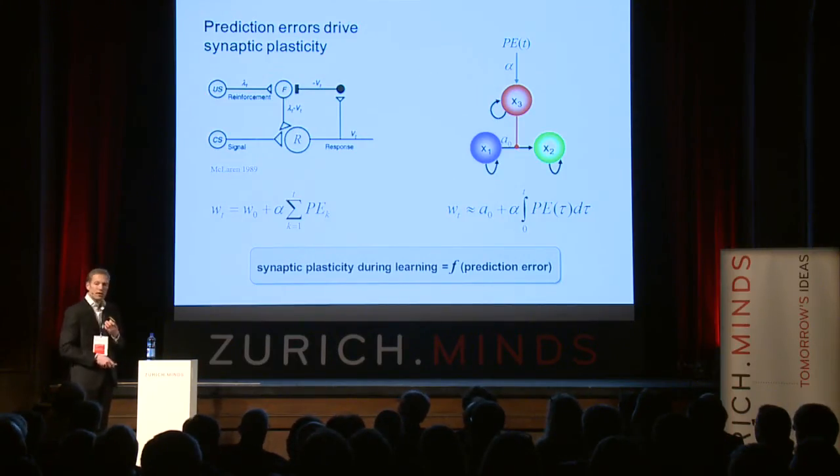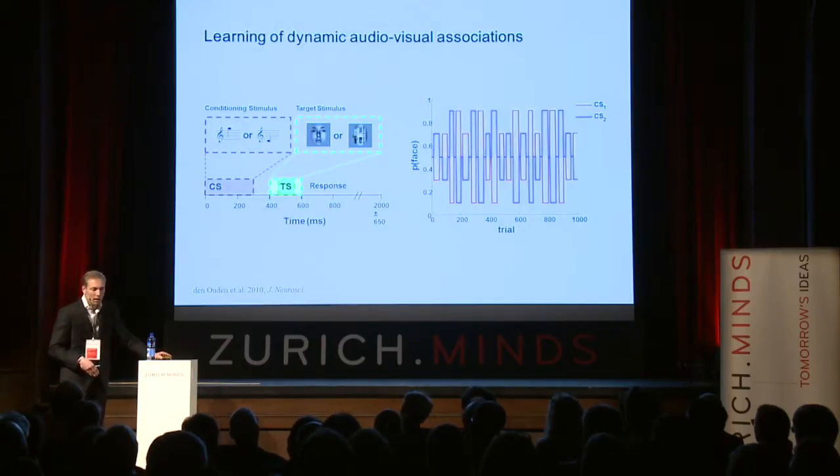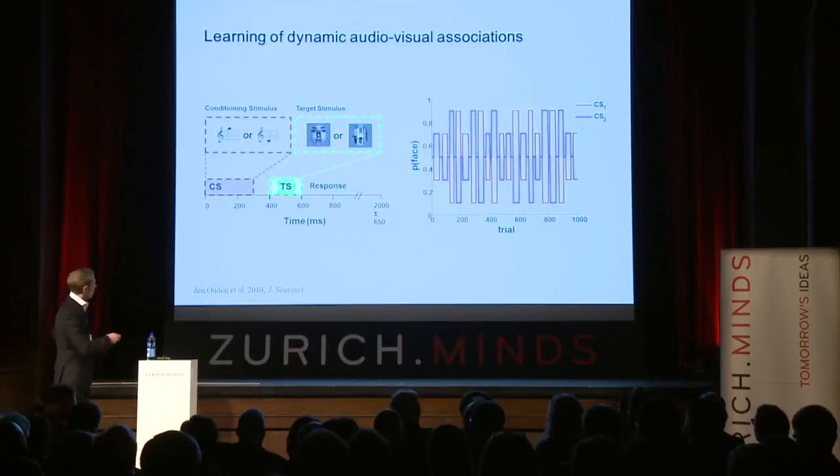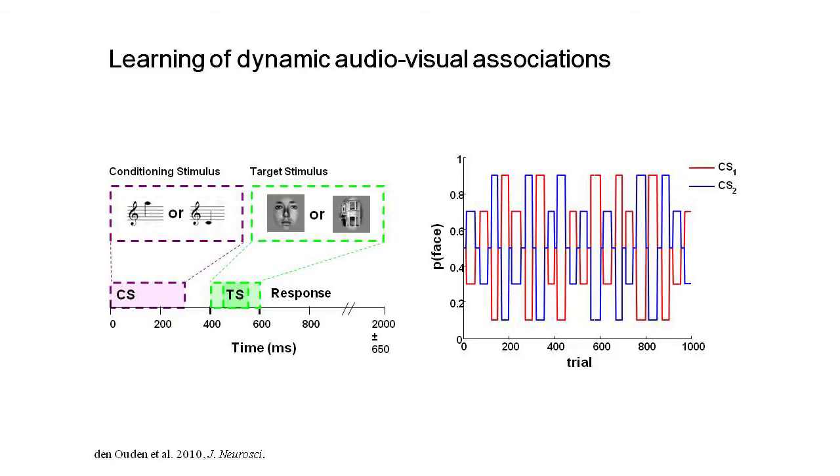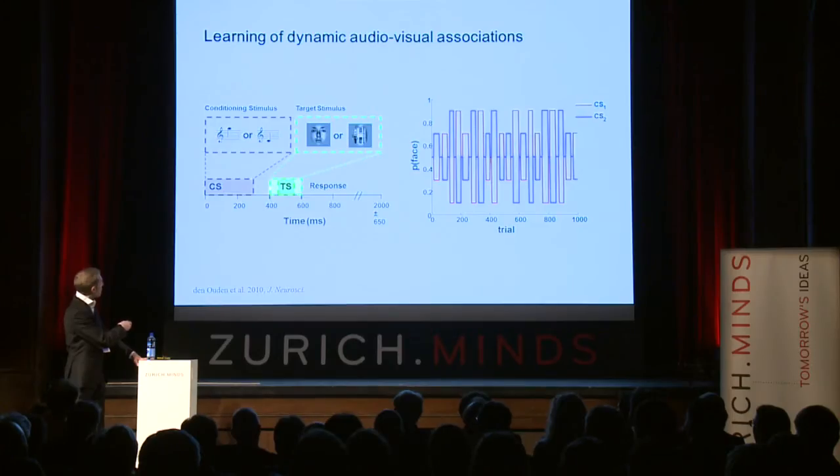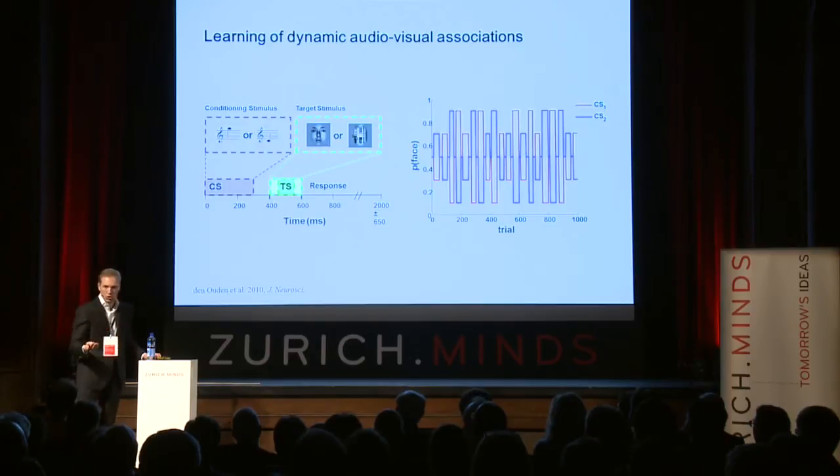We can apply that, and we shall see that in action now, using an experiment that one of my students, Hanneke den Ouden, did a couple of years ago. It's a very simple experiment, healthy volunteers. Subjects lie in the scanner. They're being exposed to a series of high or low tones. These tones predict, with a certain probability, whether 150 milliseconds later a face or a house will be shown.